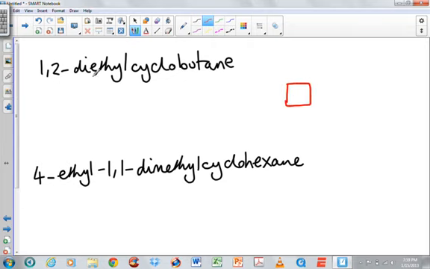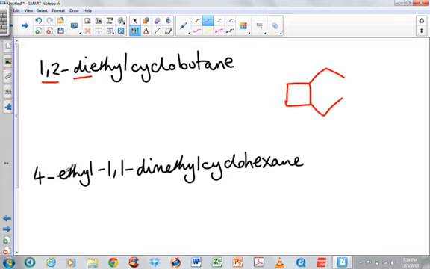1,2-diethyl. So what does that tell you? Well, there's ethyls, di says there's 2 of them, and 1, 2 means they're on carbons 1 and 2, the next carbons to each other. So if we do 1 ethyl group here, the other ethyl group is going to be on the next carbon. It's up to you as to whether you draw it here or here. It doesn't really matter. But something like that would work just fine.